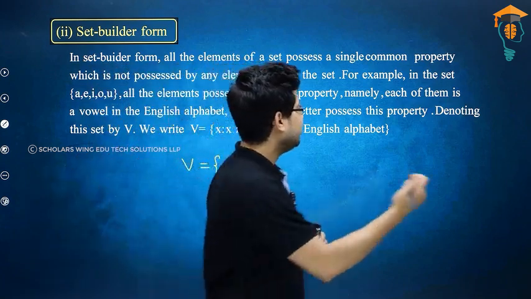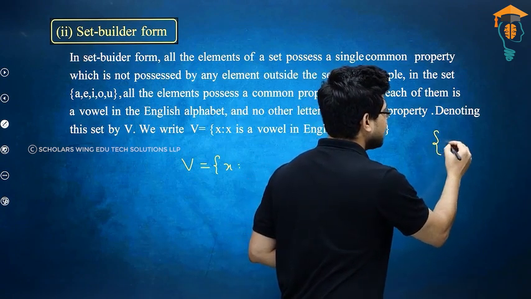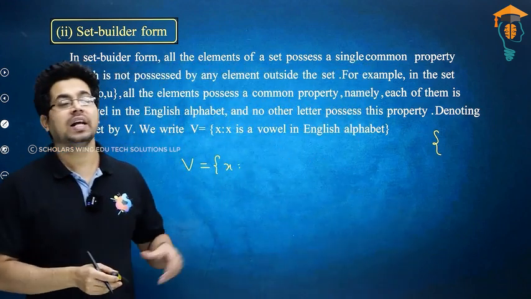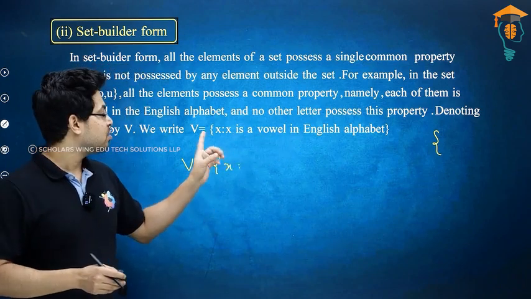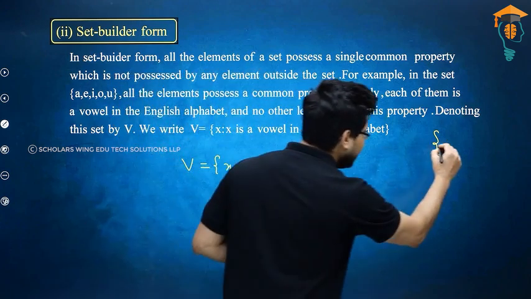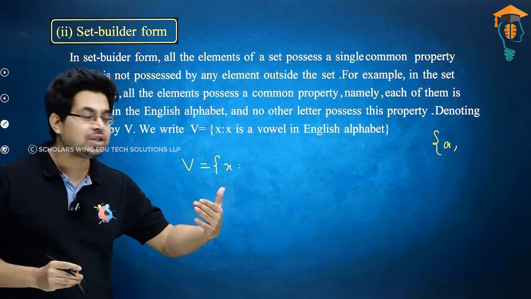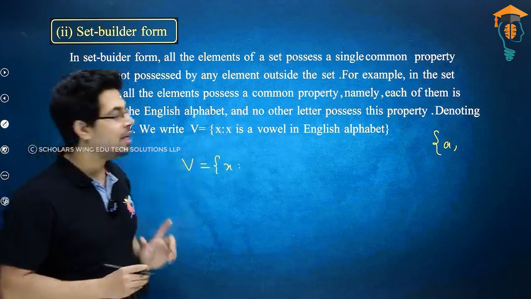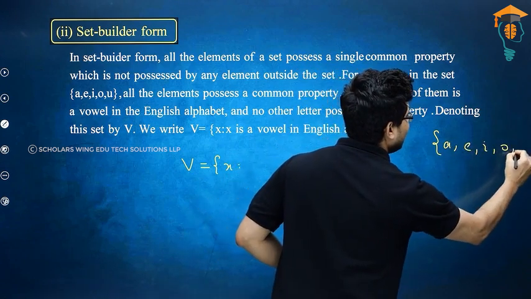Getting my point? V contains elements X. Let's say X1, X2, X3, X4, X5, whatever X, which is satisfying the given condition that X is a vowel in English alphabet. So what is the vowel in English alphabet? A. So X can be A. Now, what is another vowel in English alphabet? It can be E. So X can be E also. Similarly, I, O, U.